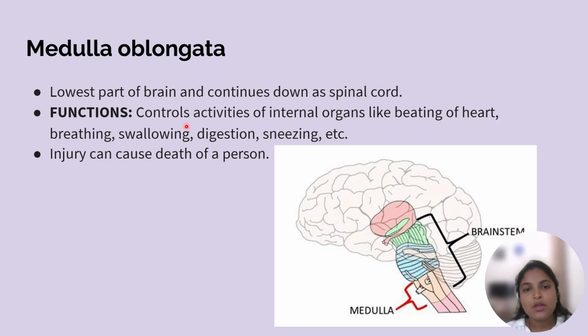Now, what is the function? It controls the activities of the internal organs. The medulla oblongata is involved in involuntary actions like beating of the heart, breathing, swallowing, digestion, sneezing, and many more things. Digestion, respiration, excretion, everything is controlled by the medulla oblongata. Injury can cause death of a person. I already told you that any injury or damage is non-recoverable, so damage to the medulla oblongata can also cause death of a person.